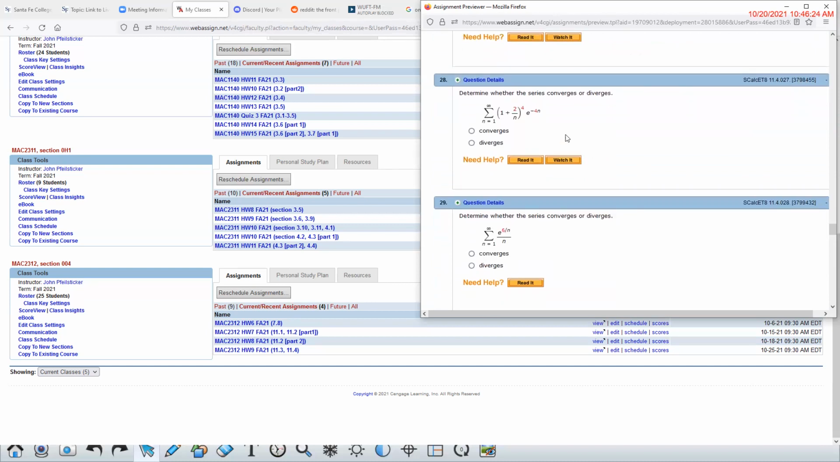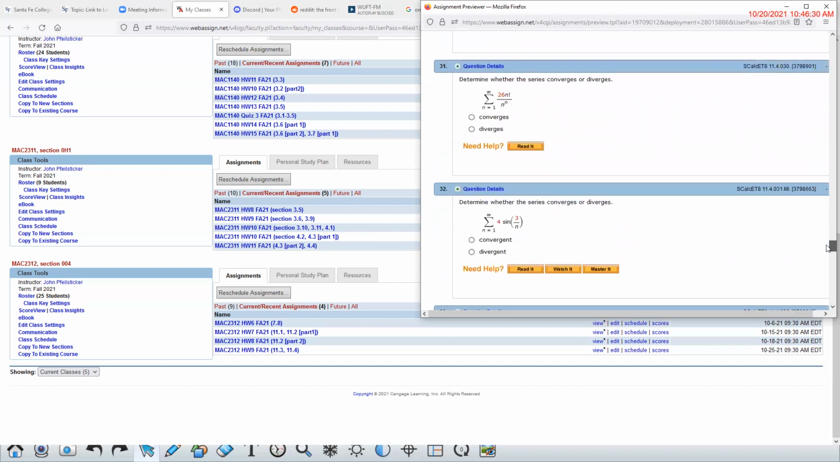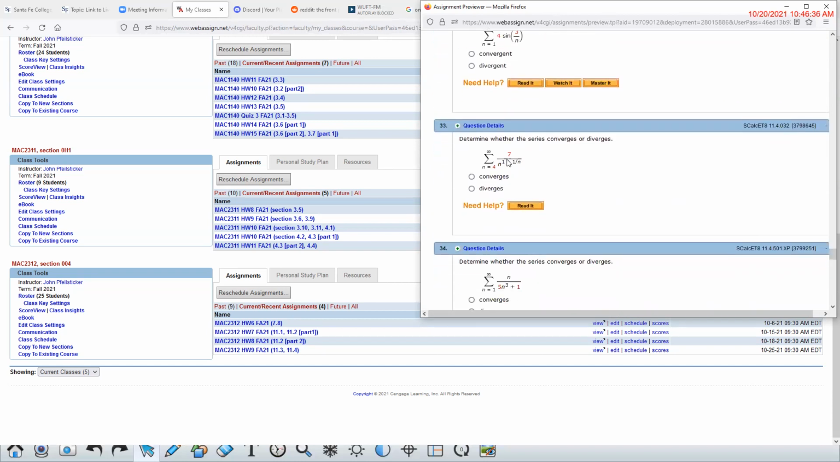Yeah, and some of these are a lot of fun. Like this one is pretty cool. Do we have the other one? I think this one is very similar to the one we just did. 33 is kind of fun here. This is definitely a good limit comparison test.